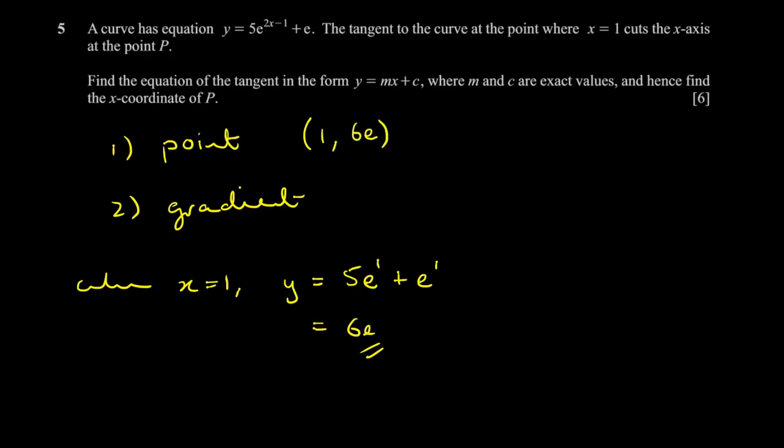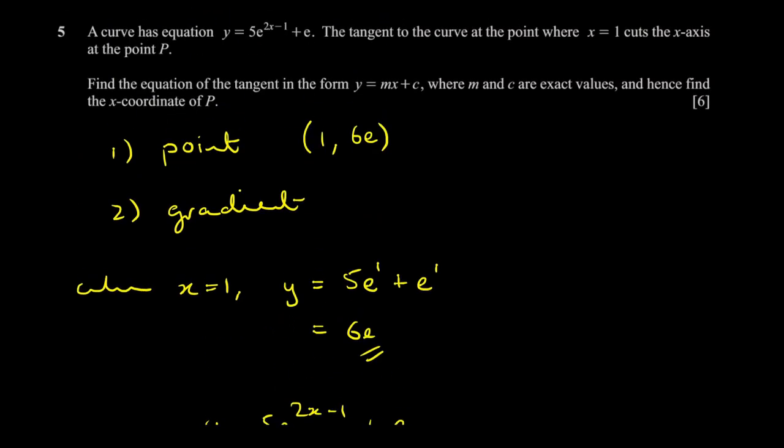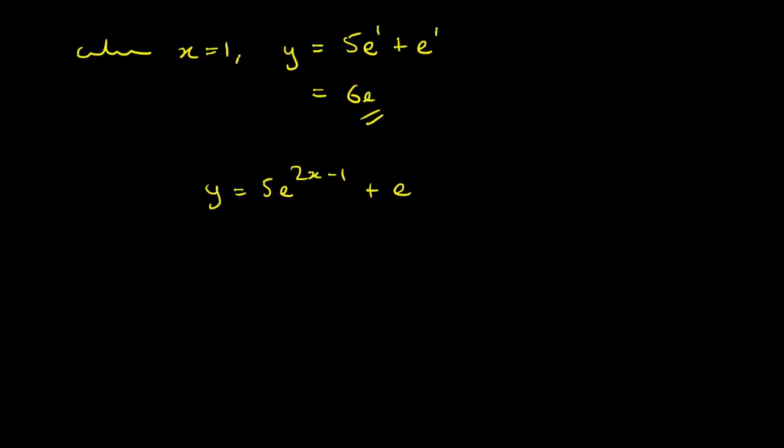And then we want to find the gradient. Well, how do we find the gradient? We just need to differentiate. Okay, so if y is equal to 5e to the power of 2x minus 1 plus e. Just check I got that right. Yeah. Then we want to differentiate this.